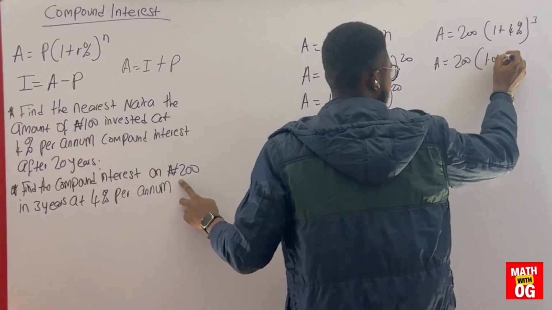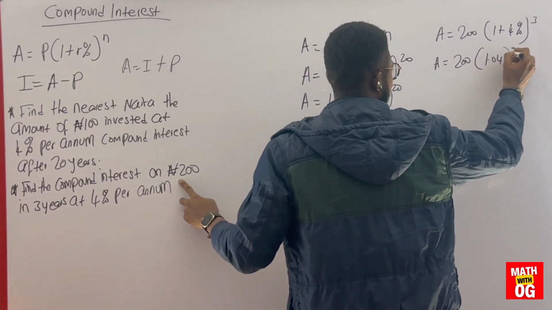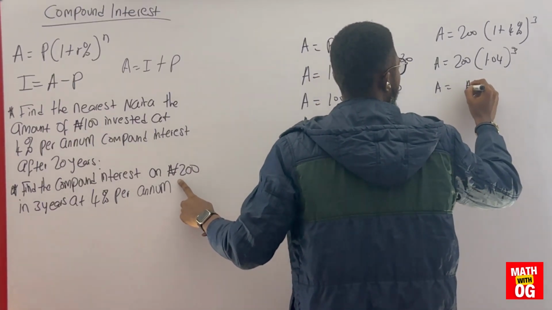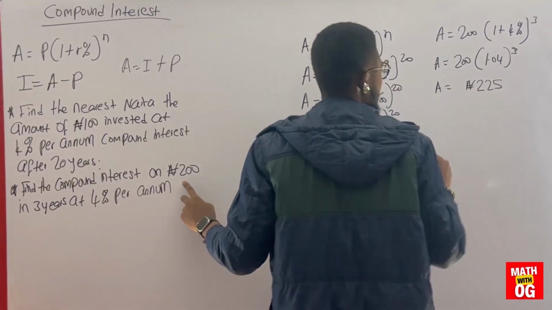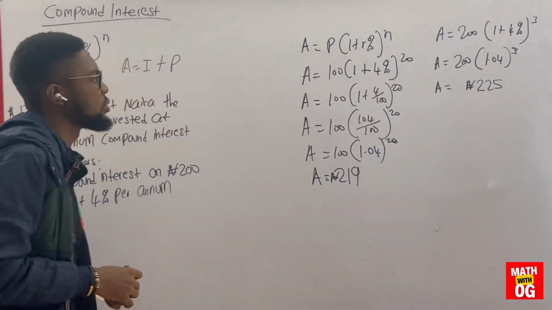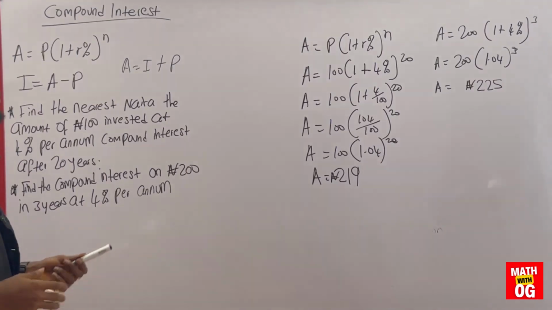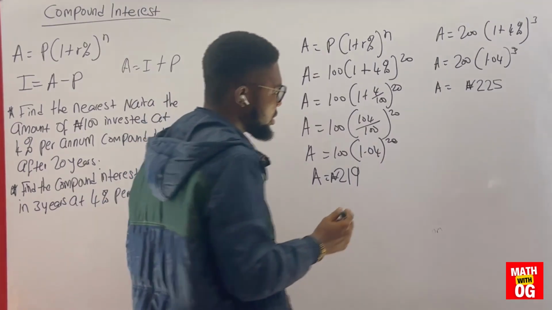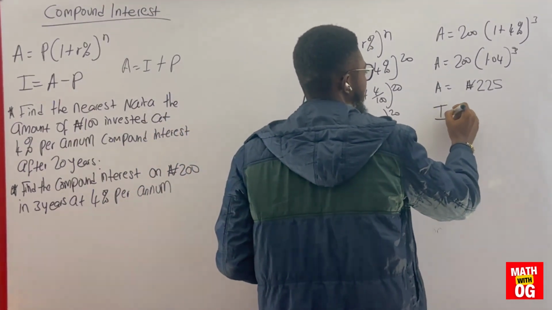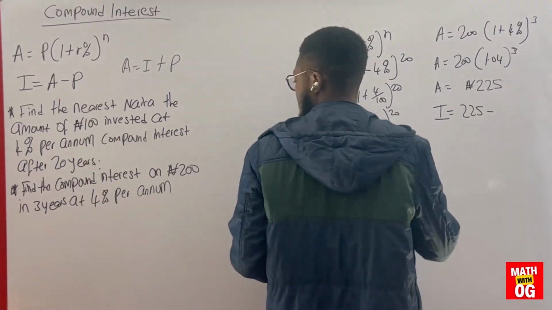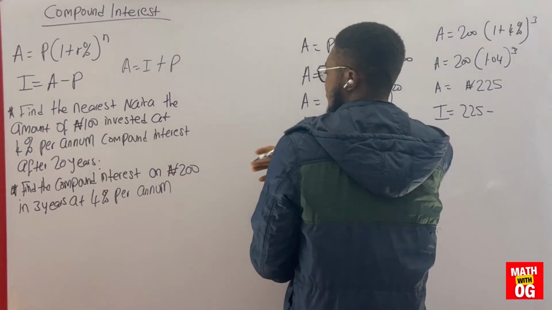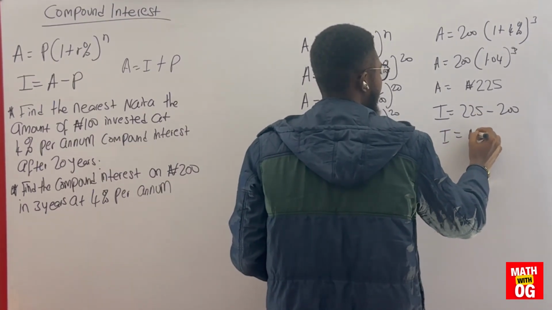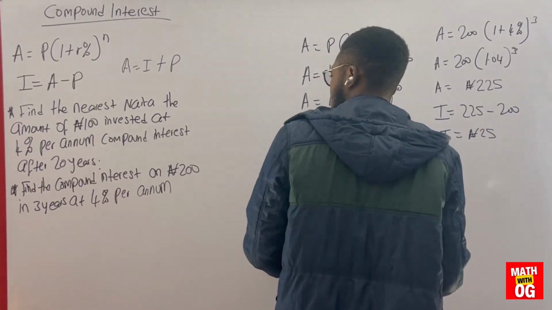We've done that already, raised to the power of 3. So my amount here will give us 225 naira. So this is the amount, 225 naira. But we are not looking for the amount, we are looking for the interest. So my interest in this case will be equal to 225 naira minus the principal, which is 200 naira, and this will give us 25 naira. So that's the answer to the question.